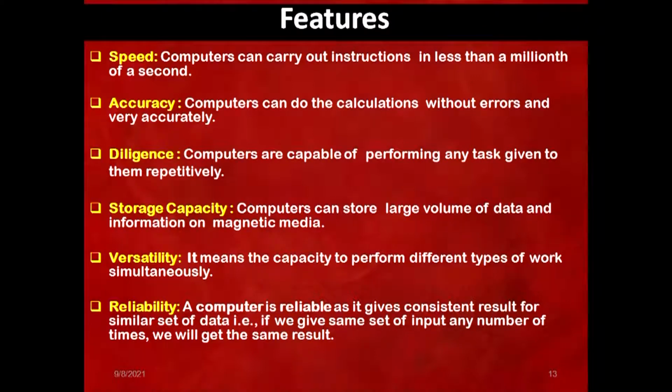So, the next feature of computer is versatility. It means a computer has the capacity to perform different types of work simultaneously. Then the next feature is reliability. A computer is reliable and it gives consistent results for a similar set of instructions.